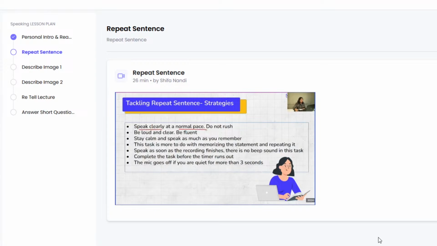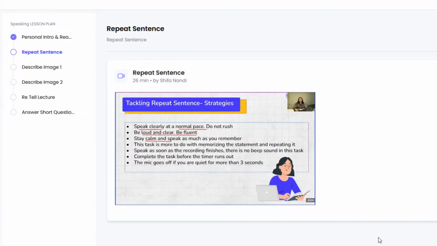Additionally, you need to ensure that you're not mumbling in your mouth. Your words should come out very clearly and should be understandable. Well, it should be loud and clear and should be fluent as well. So fluency, what does that mean? Well, fluency means that there should be no choppiness in your tone, and you should try to bring about a natural flow in your speech. Well, stay calm and speak as much as you remember.